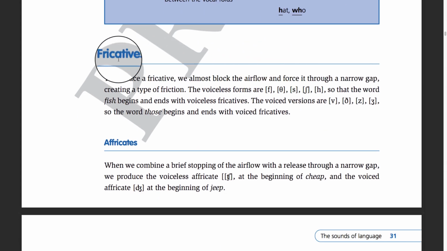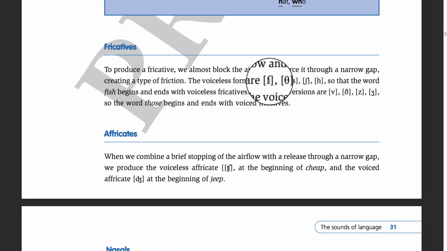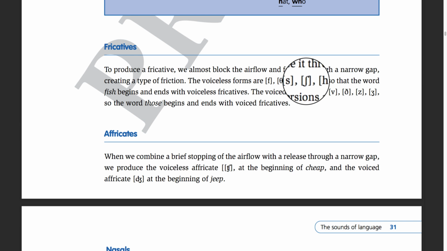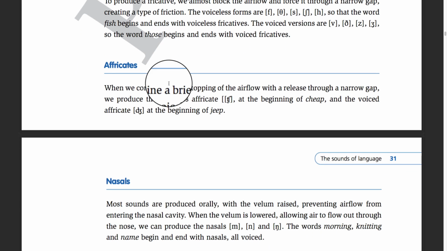Fricatives, اللي هي الأصوات اللي تسبب احتكاك. عندك ف ث س ش ج ه. So the word fish begins and ends with voiceless fricatives. The voiced versions are v, th, z, y. So the word those begins and ends with voiced fricatives.